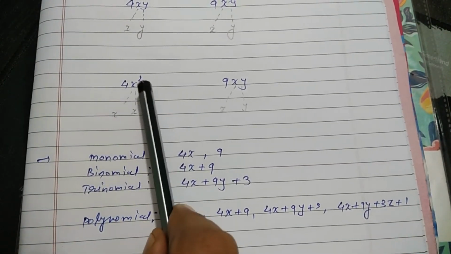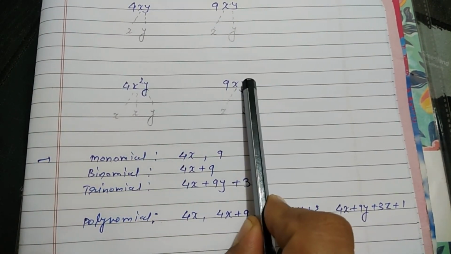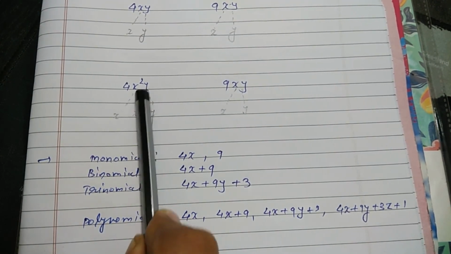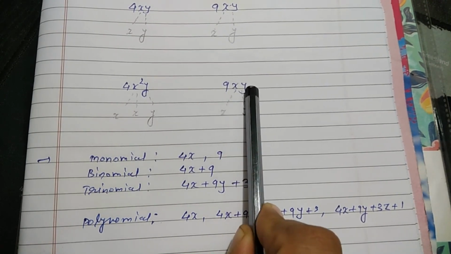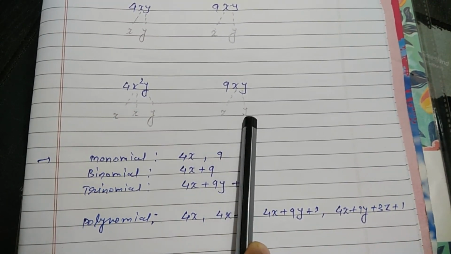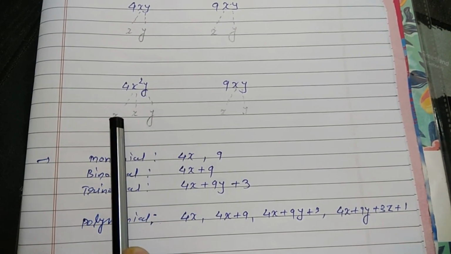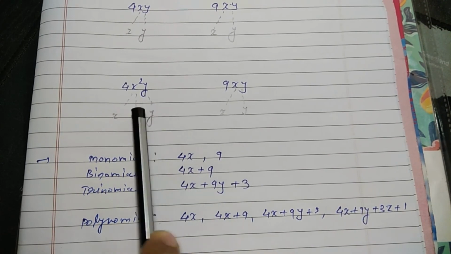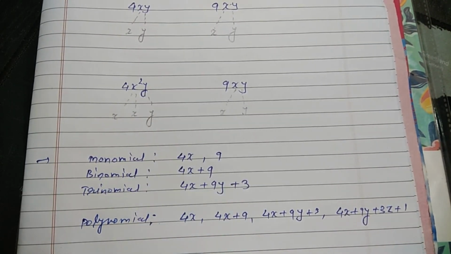Now we will see another example. Here one term is 4x square y and another term is 9xy. In 4x square y, the algebraic factors are x, x and y. And in 9xy, the algebraic factors are x and y. So in these two terms the algebraic factors are not the same. Here x comes 2 times, here only 1 time. That's why we can say that these two terms are unlike terms.